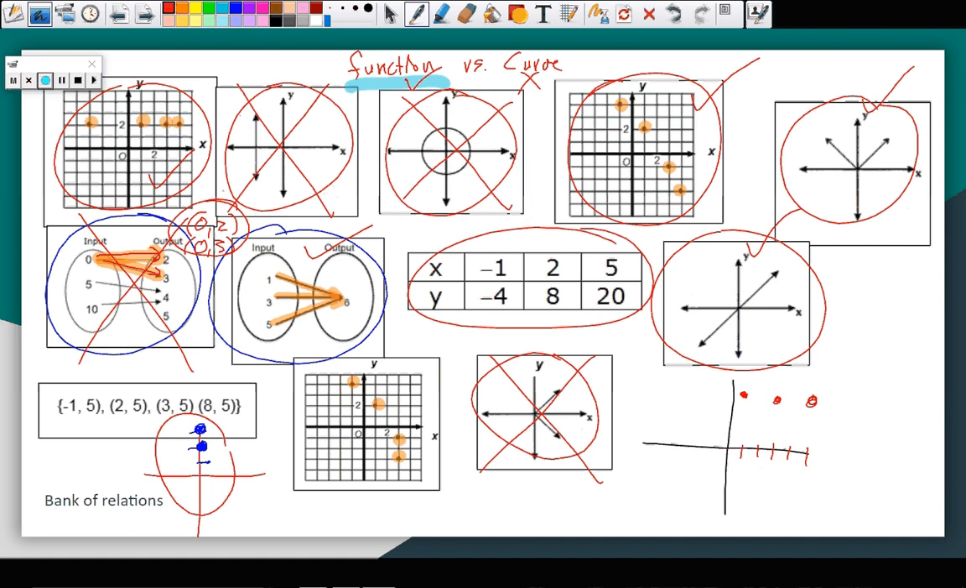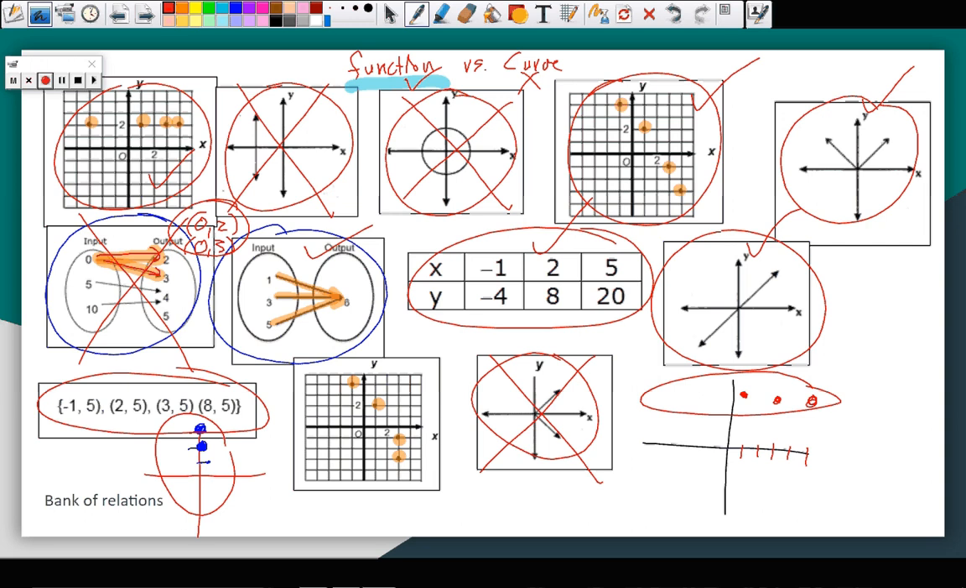So picture it: -1, -4, 2, 8, 5, 20. Does it pass the vertical line test? Yes. So this is a function. You'll see what we did there? I want you to do the same thing right here: -1, 5, 2, 5, 3, 5, 8, 5. Is it a function? Yes, because if you plotted those points, they're all going to be almost like this was.